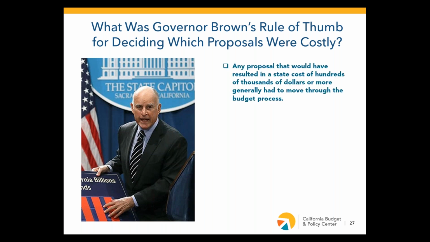Generally, again, none of this is written down and it's fuzzy, but we could see as he was signing and vetoing bills, any proposal that would have resulted in a state cost of hundreds of thousands of dollars or more was generally going to have to move through the budget process.